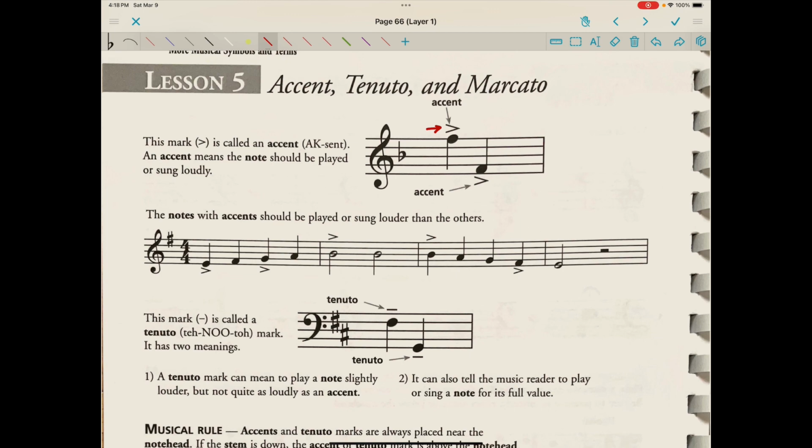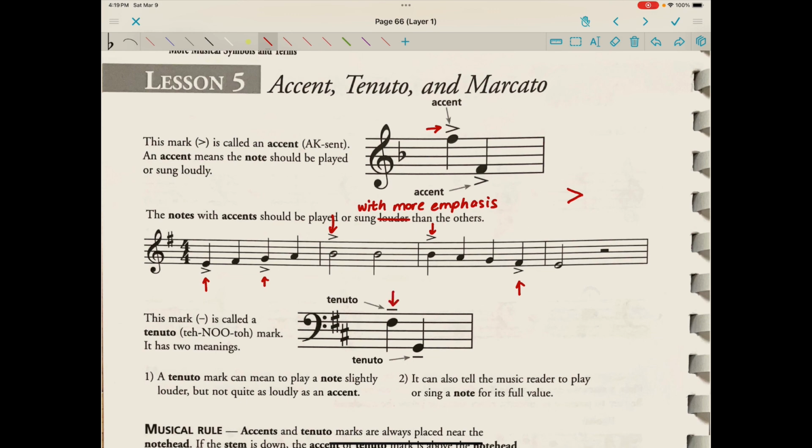An accent tells us that a note should be emphasized or stressed, or that it should have a stronger attack on it than it would ordinarily have. So an accent really means emphasis. He continues, the notes with accents should be played or sung louder than the others. Again, I'm going to disagree and say they should be played or sung with more emphasis than the others. So we see an accent marking here, and here, and here, and here, and here. Notice that the accent mark almost looks like a miniature decrescendo.